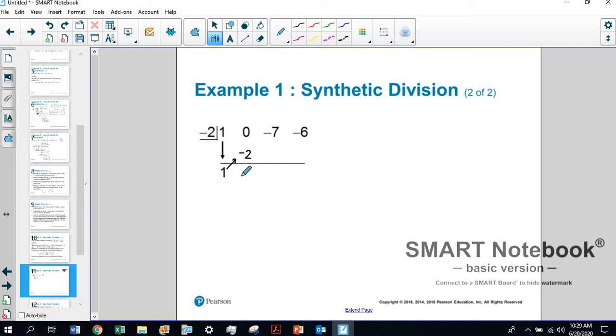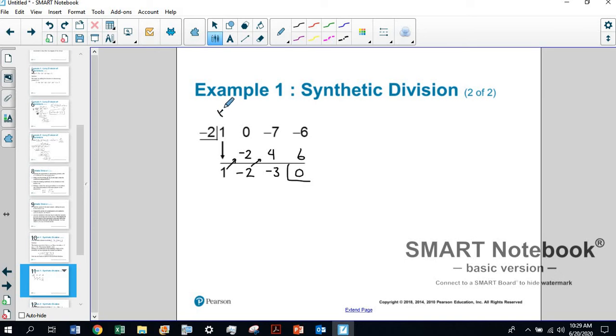And then we add these together. 0 minus 2 is negative 2. Take negative 2 times negative 2. Multiply those together. They go up here, positive 4. Add these together, you get negative 3. And then negative 2 times negative 3 is positive 6. Negative 6 plus 6 is 0. And this last bit is your remainder term.